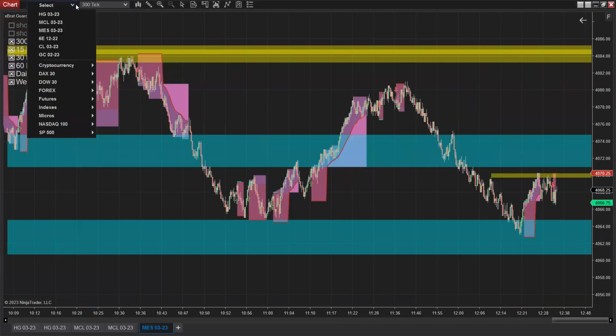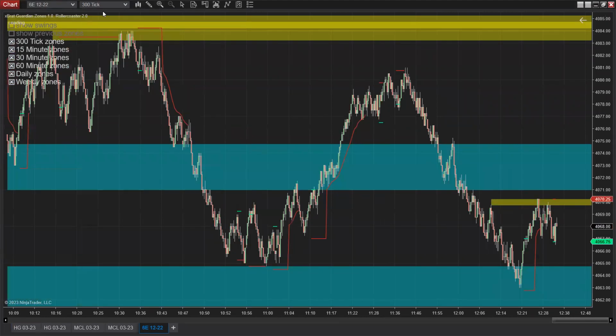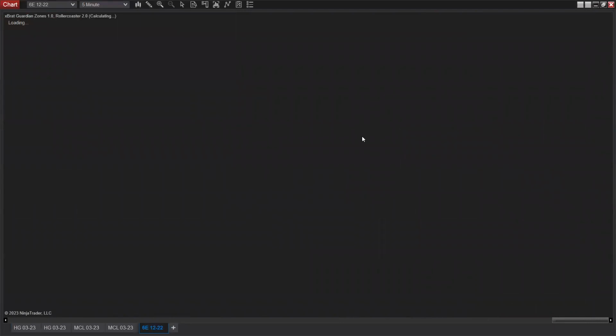Let's have a look at a different one, let's have a look at 6E, and let's start with a 5 minute, and then we'll work from there. So don't be afraid of trading something you've never traded before. 6E is very liquid, very reactive to data, and does have some good moves when you can get the data to load up. Don't know why that's not doing anything.